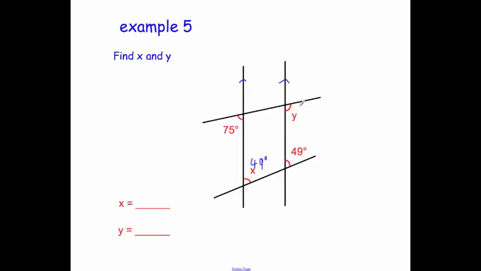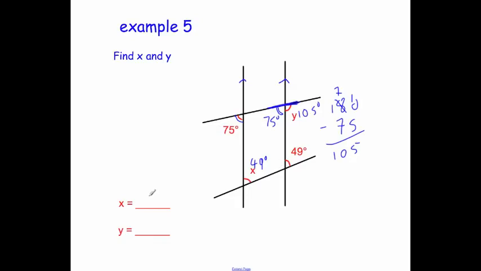Next, I want to find out what y is. This 75 is going to be corresponding with the angle to the left of the y. As you can see, this angle is the same as this angle. They're corresponding to each other. So that means that that is 75 degrees. Now, the y and the 75 make a straight line. So if I know that that's 75, I can take the 75 away from 180 to find y. So y is 105 degrees.